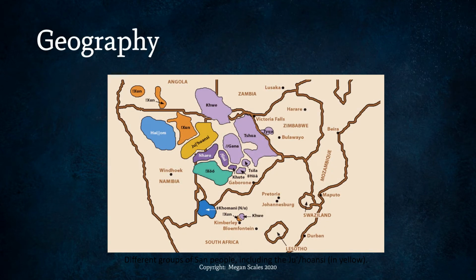Here is some of their geography. So we're focusing further in on the Jawasi people, and you'll see them here in the center of the map in yellow. But these different areas of color on this map of the southern part of the African continent represent different Khoisan dialects. So they belong to the Khoisan language family, and these are the different types of groups that do live in this area and speak these related Click languages.